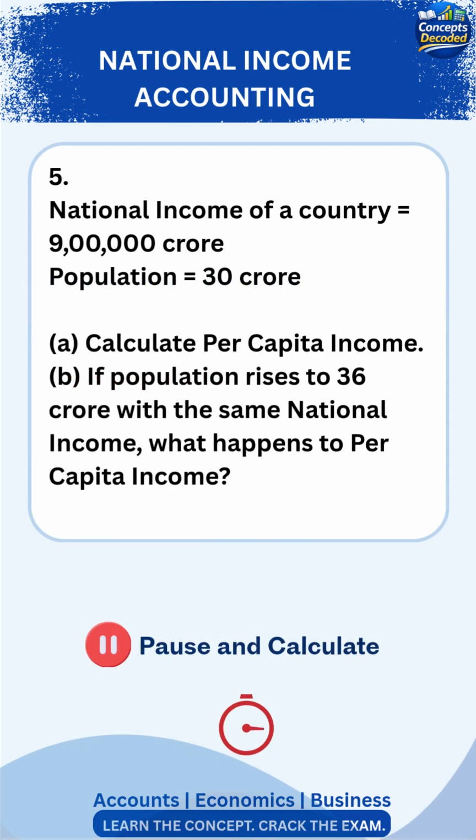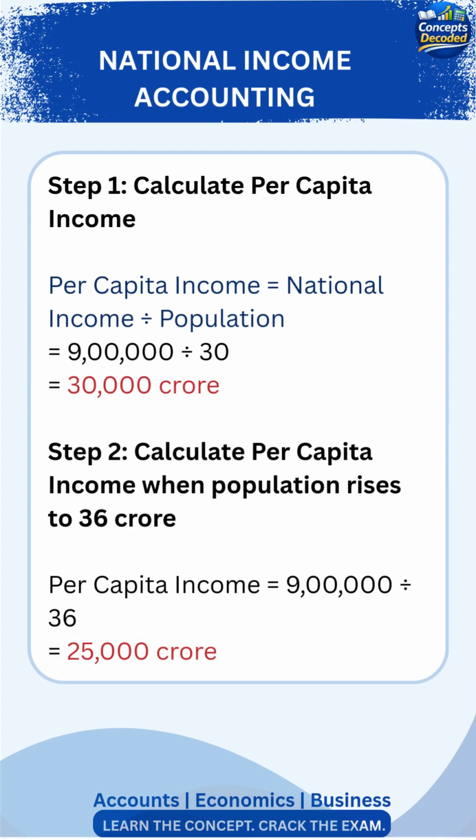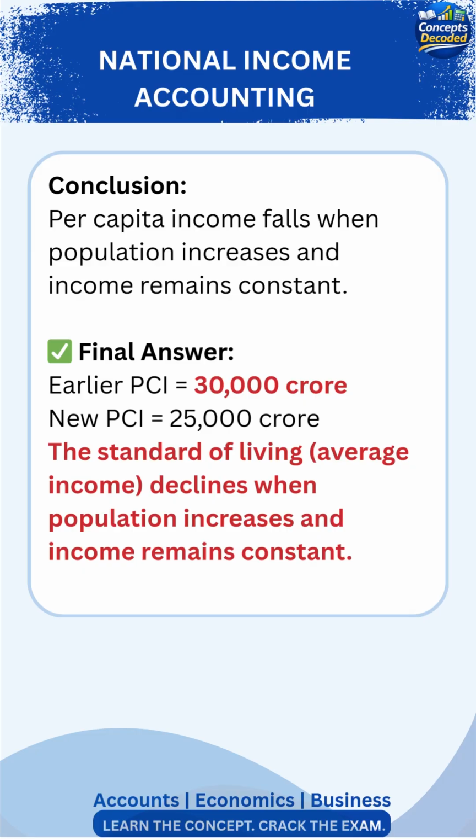Final question. Read the given information and calculate per capita income. Also find the effect of increase in population on per capita income. First, calculate per capita income by dividing national income by population. Next, calculate new per capita income by dividing the national income by increased population. So, earlier per capita income was 30,000 crore, and it falls to 25,000 crore when population rises.